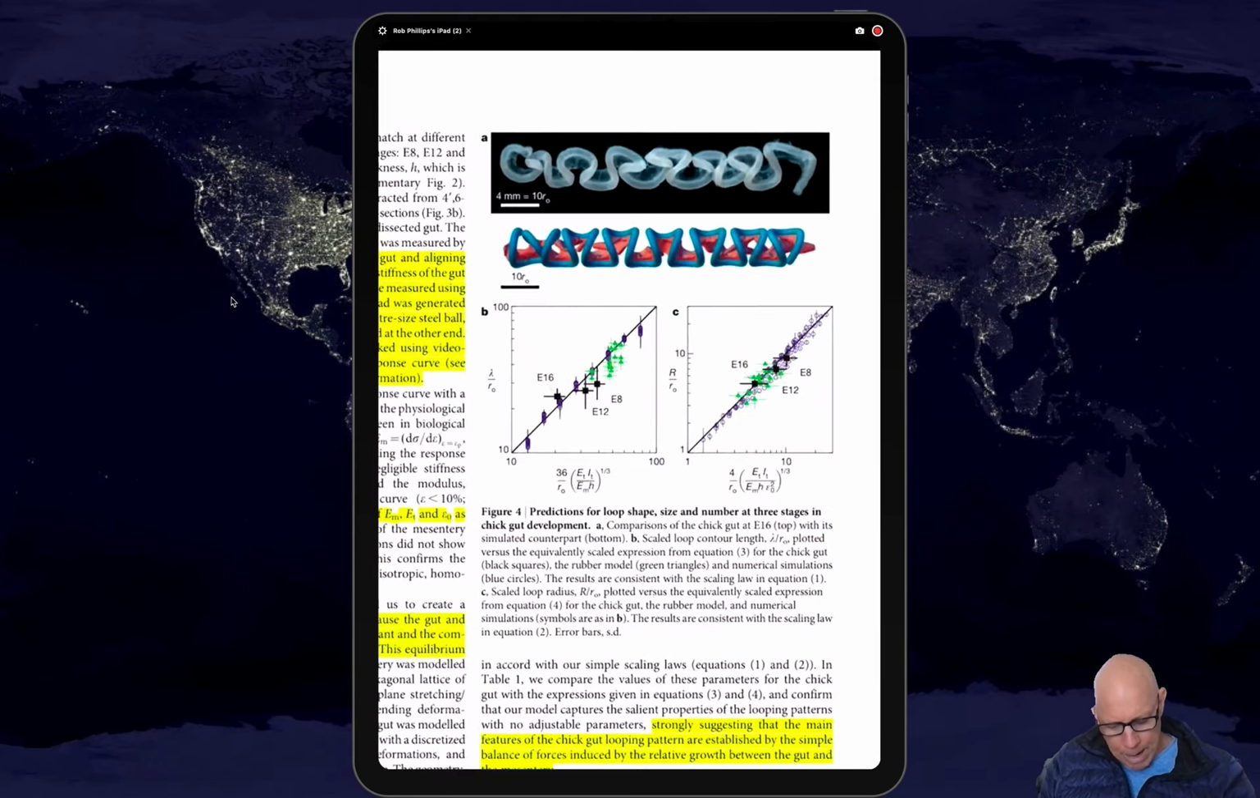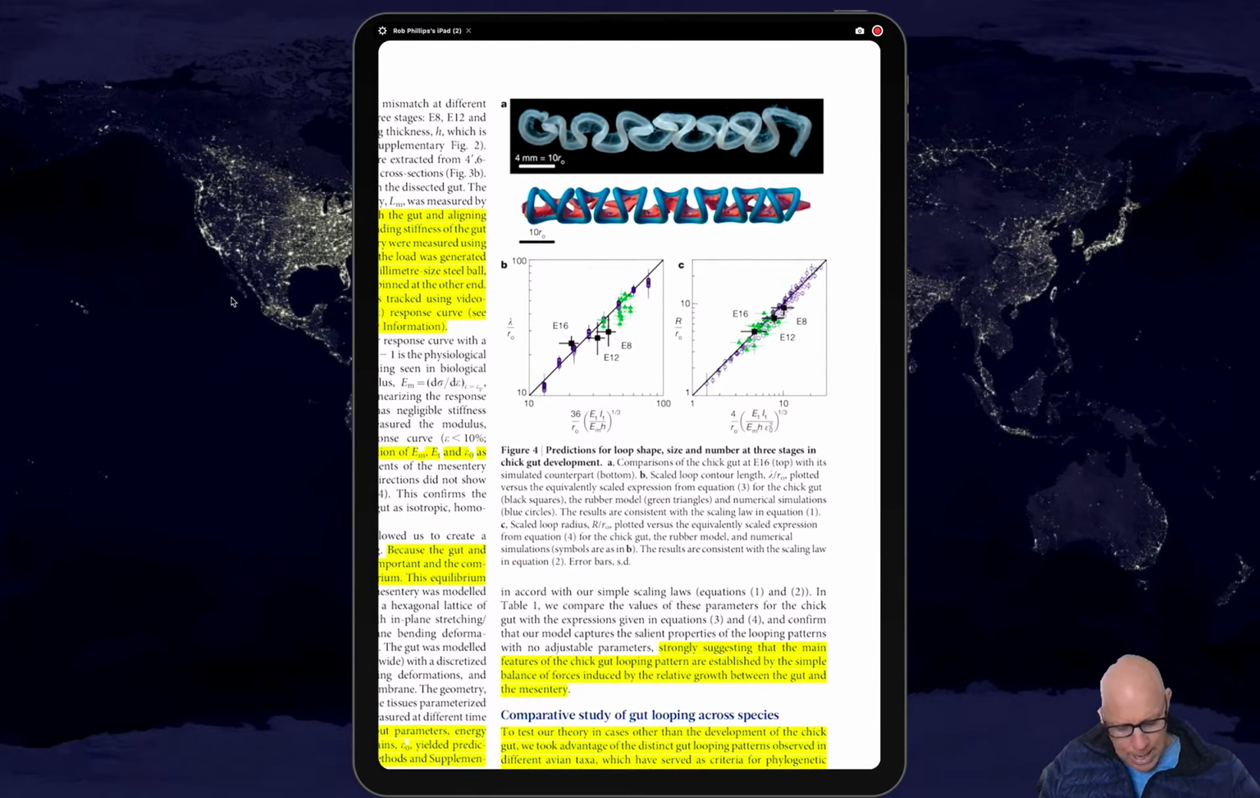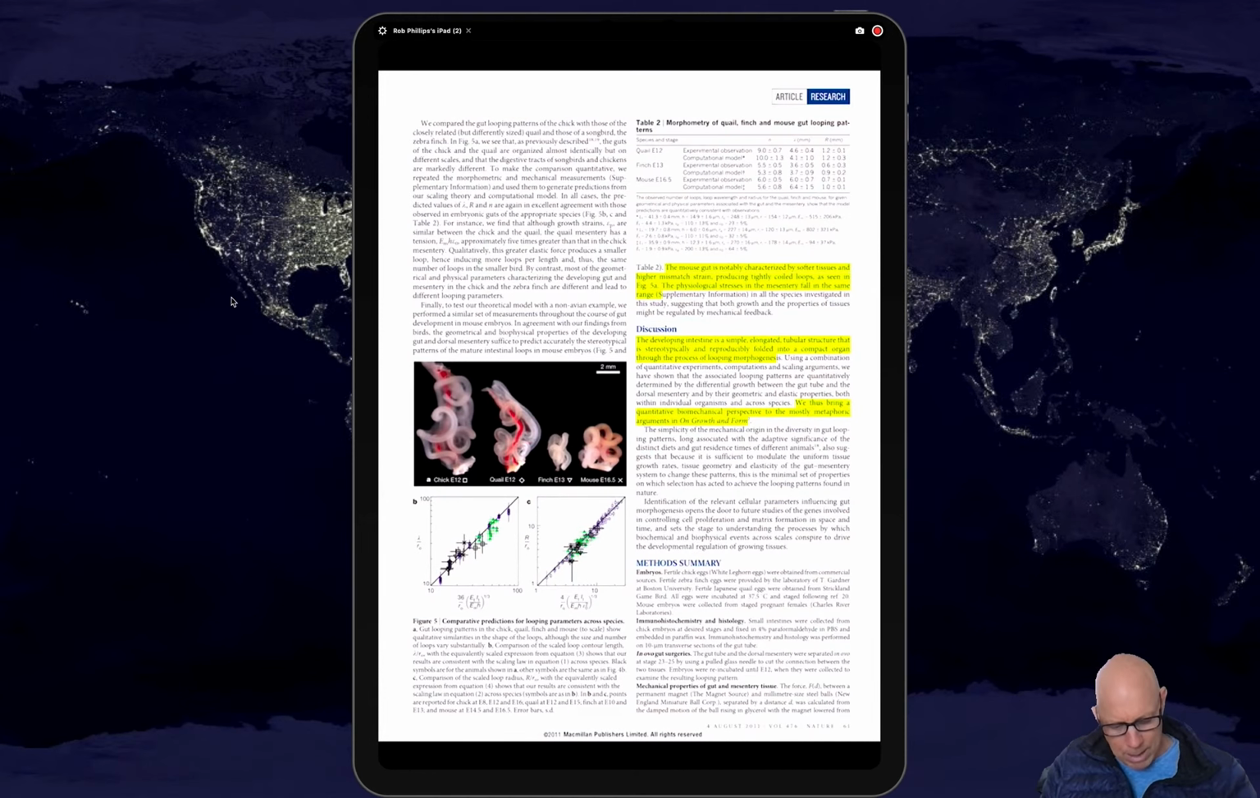So I'm going to come to this in a few minutes, but I want to read the caption to you. They then tell us, hey, we looked at different developmental stages, and therefore we could plot on these graphs the relationship between the wavelength and the material parameters and so on. And then they also looked at different organisms. So you can see they looked at chick, quail, finch, and mouse. And all of them satisfy the scaling relationship that I'm getting ready to show you calculationally myself.